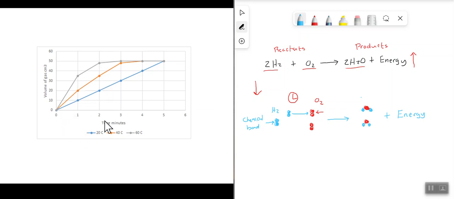So what we have is time along the bottom and the volume of gas being produced along the left hand side. So we can see that as we increase the temperature, the line gets steeper, and that results in more gas being produced and the rate of the reaction increasing. So generally, as we increase the temperature, the rate of the reaction increases as well.